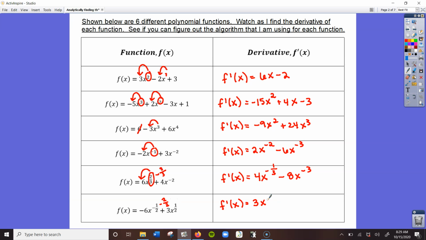Negative 1 over 2 minus 2 over 2 is negative 3 over 2, plus 3 over 2, since I can't divide 3 by 2, x, and then also subtract 2 over 2, so minus 1 over 2 for the new exponent. So like I mentioned, this is called the power rule.